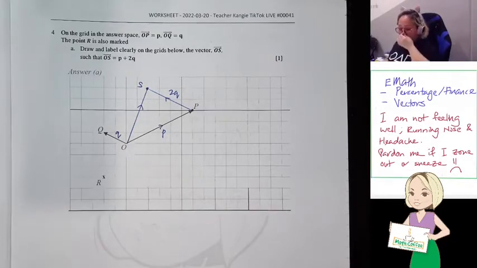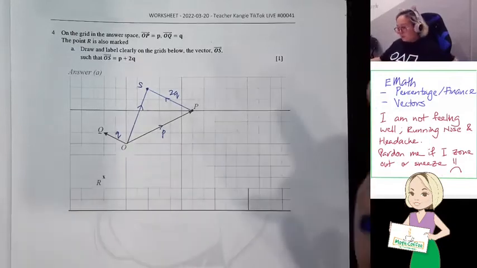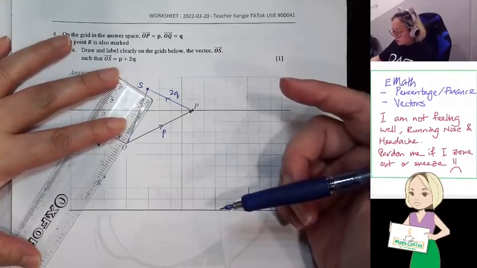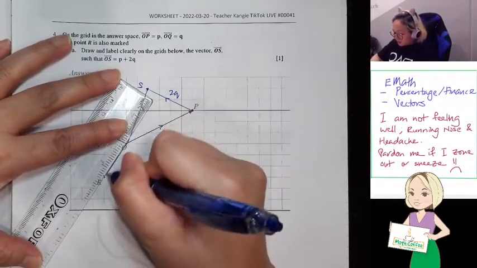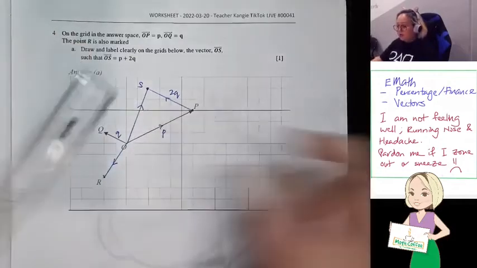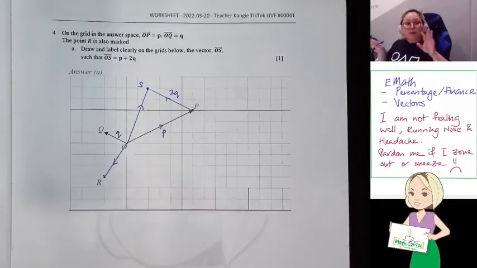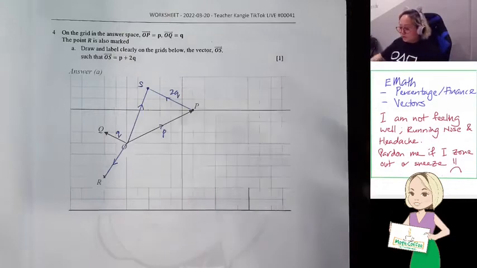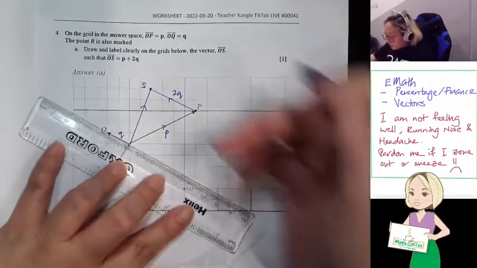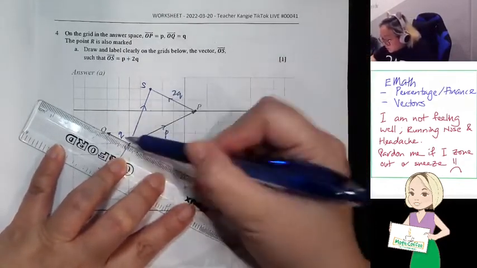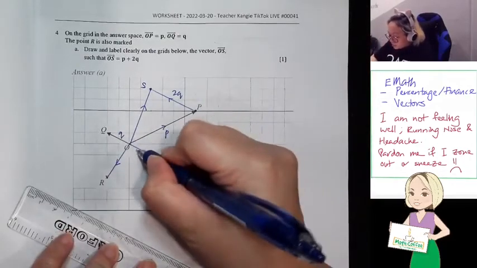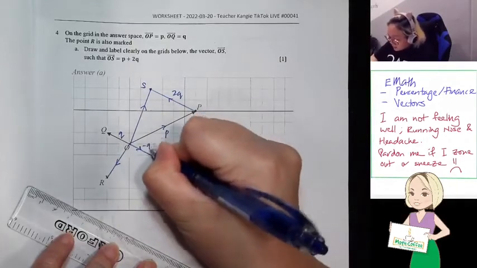Okay, next they ask you to find what is OR. So now we need to draw. OR is from here to here. This is the shortcut OR. So of course, you need to make use of P and Q to find a way of walking, in terms of P and Q, from O to R. So what I'm going to do is use this Q, but in the opposite direction. So this is minus Q.